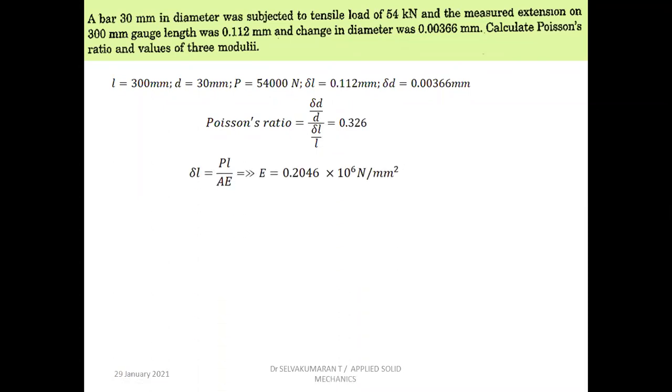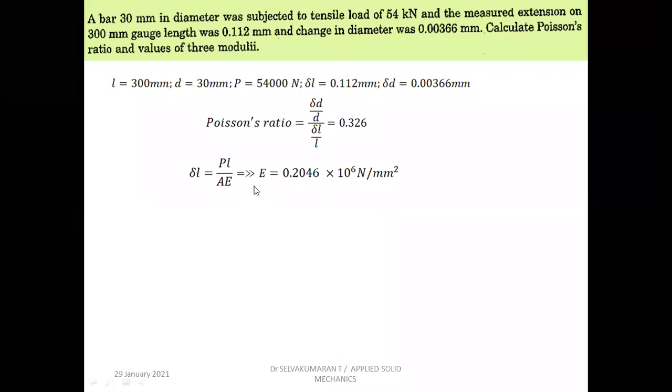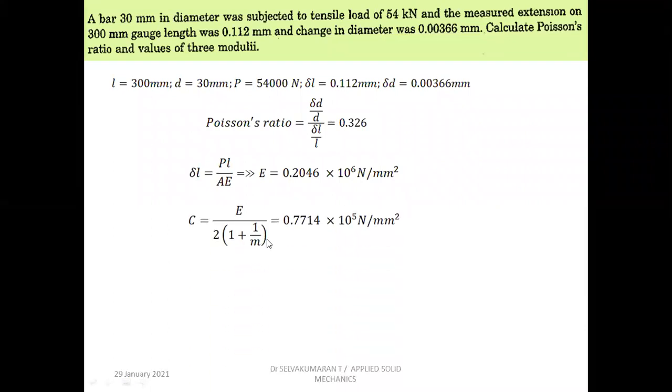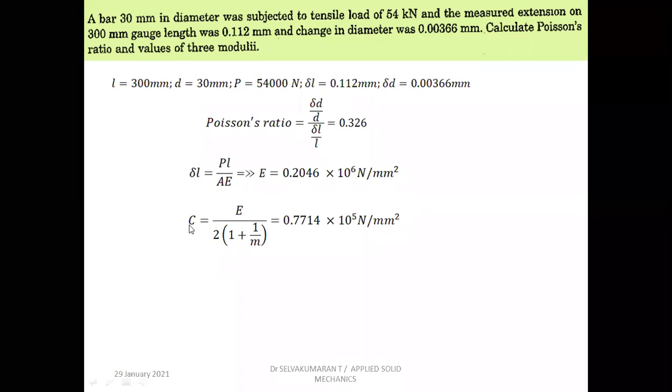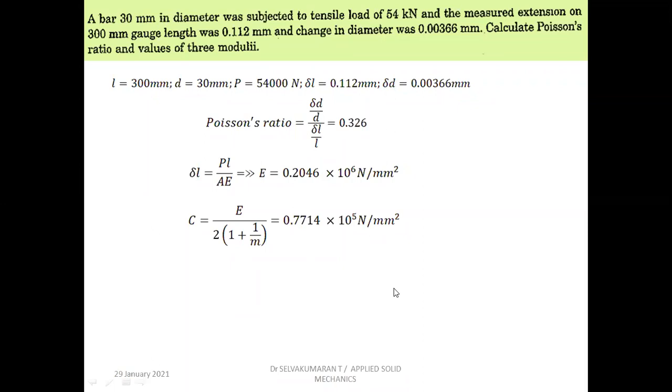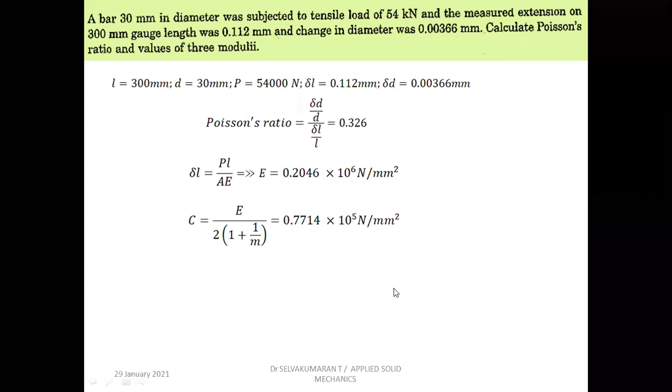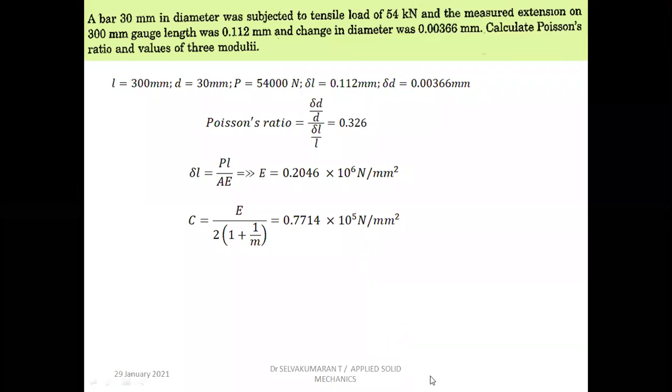0.326, and delta L is equal to PL by AE. From this you can find out the Young's modulus, which is coming out to be 0.2046 into 10 power 6 Newton per millimeter square, and shear modulus or rigidity modulus C is equal to E divided by 2 into 1 plus 1 by m, which is coming out to be 0.7714 into 10 power 5 Newton per millimeter square.